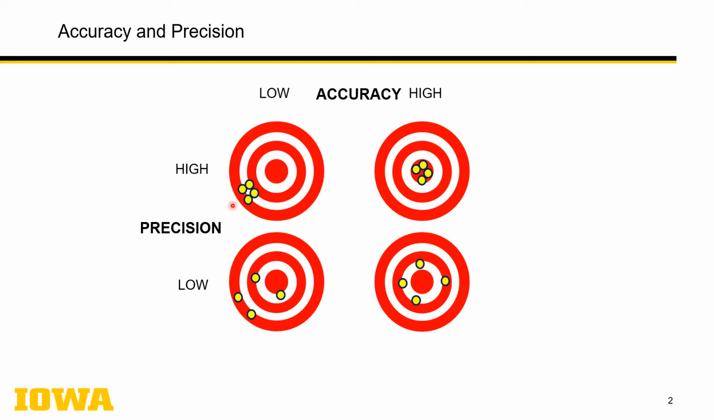And the opposite kind of scenario is where we're really good at putting it where we cluster it, but not where we want it. So we have high precision, but low accuracy. We're always off by some amount. And then finally, the worst case scenario is the bottom left, where we have both low precision and low accuracy.